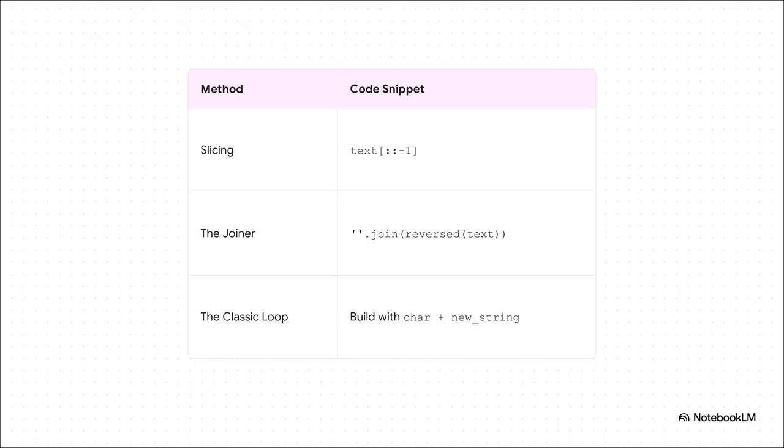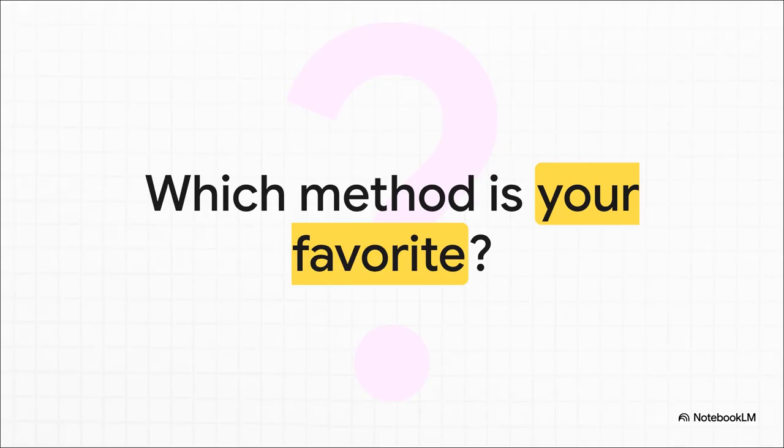And that's really the big takeaway, right? The best method really depends on what you care about most in that specific situation. Pure brevity, crystal clear clarity, or foundational logic. So we'll leave you with this question. When you're working on your next project and you need to do this, which one are you going to reach for? The clever one-liner, the super readable 2-stepper, or the good old foundational loop?